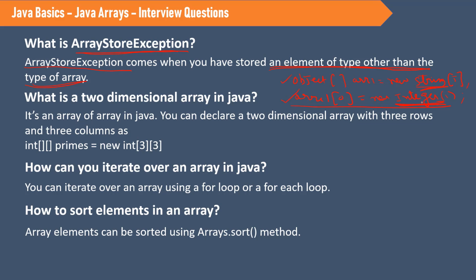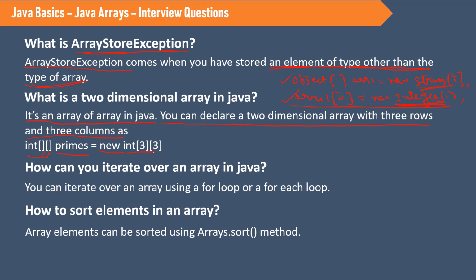What is a two-dimensional array in Java? A two-dimensional array is nothing but an array of arrays in Java. So we can declare a two-dimensional array with 3 rows and 3 columns as int, and then 2 square brackets, and then some name for the array, and then new int of 3.